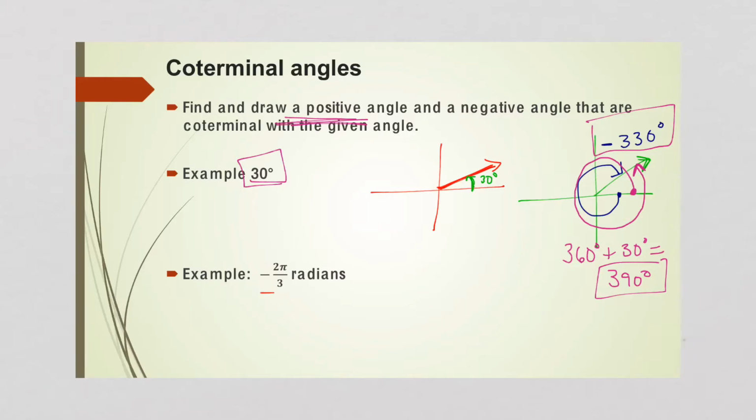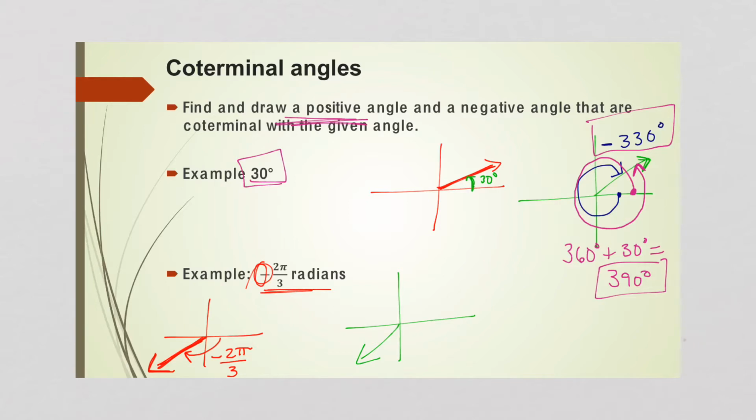So our second example is in radians. Negative 2 pi over 3 radians. 2 pi over 3 is equivalent to 120 degrees. So instead of going 120 degrees up, because of the negative, I go 120 degrees down, which gets me to negative 2 pi over 3. So now I need to draw my two angles that are coterminal to this. So I know my angle's down here.